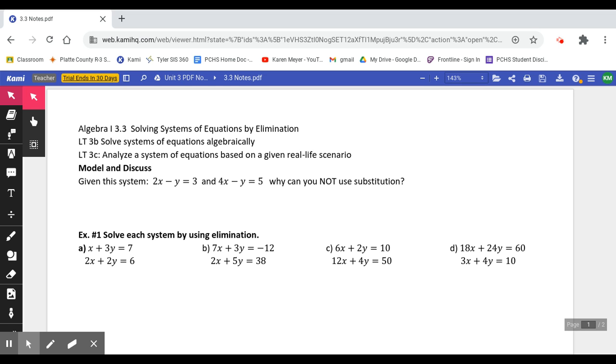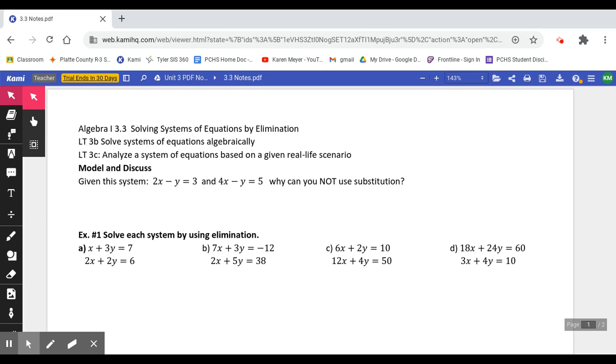In this video, we're going to talk about the third way that you can solve a system of equations. The first two ways we've already learned about are to solve by graphing and to solve by using substitution. The third way is going to be to solve by using elimination.